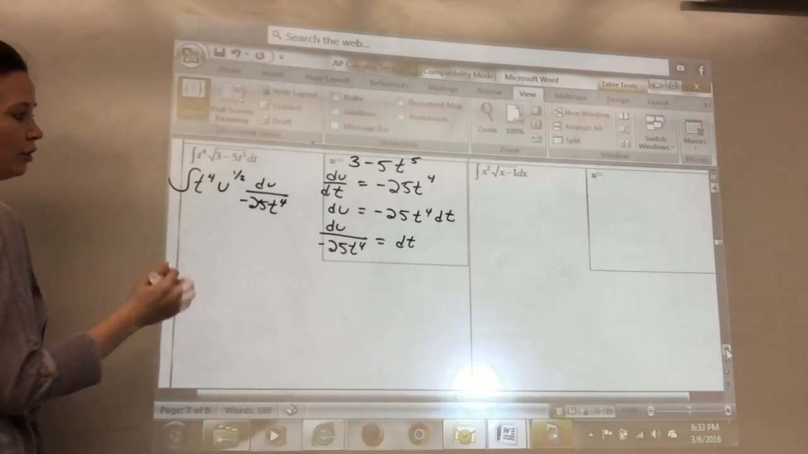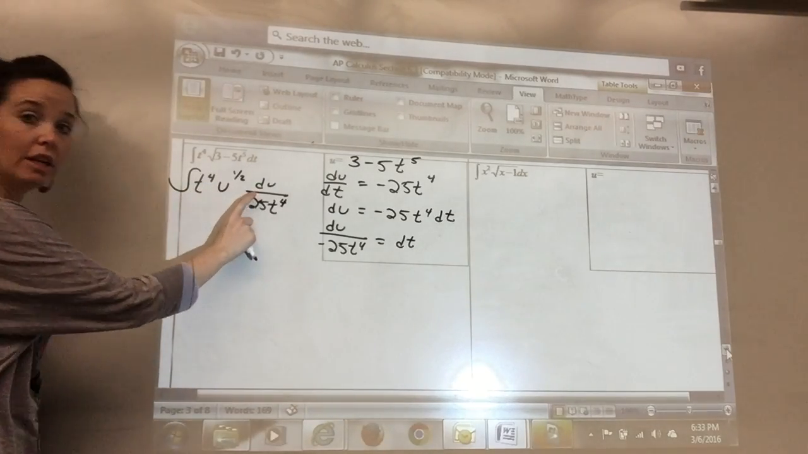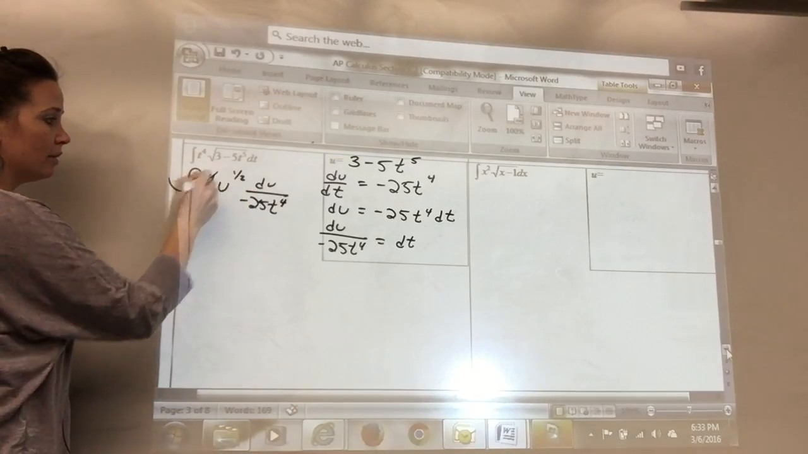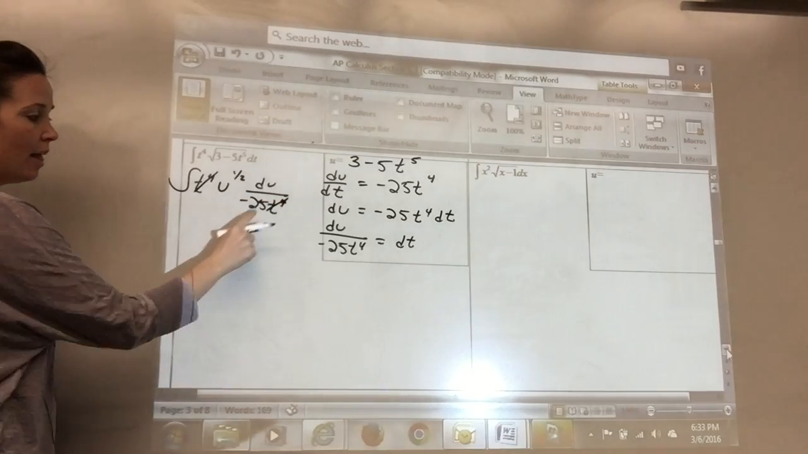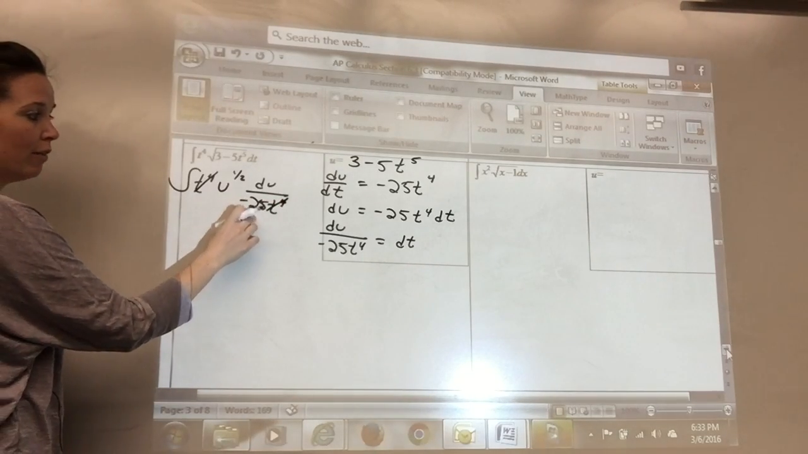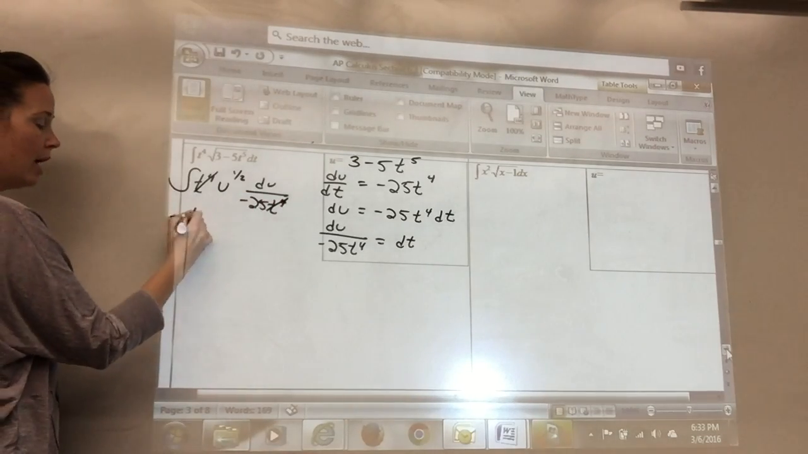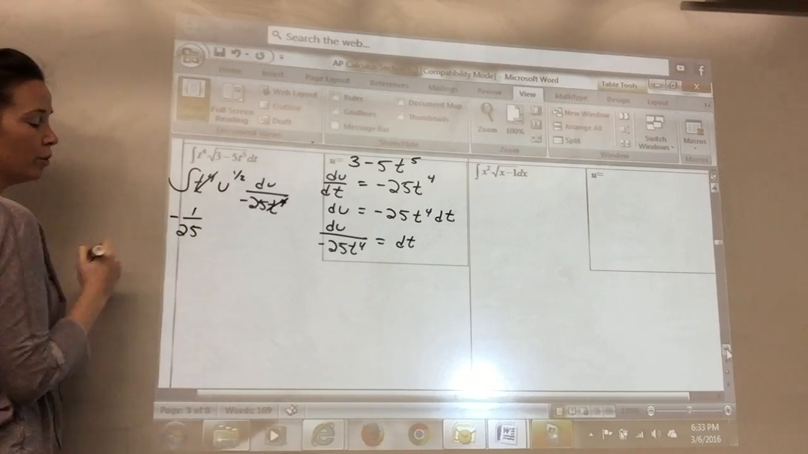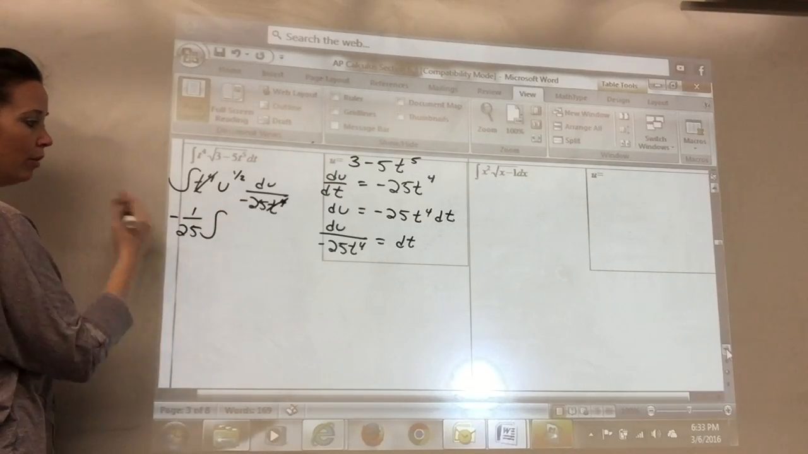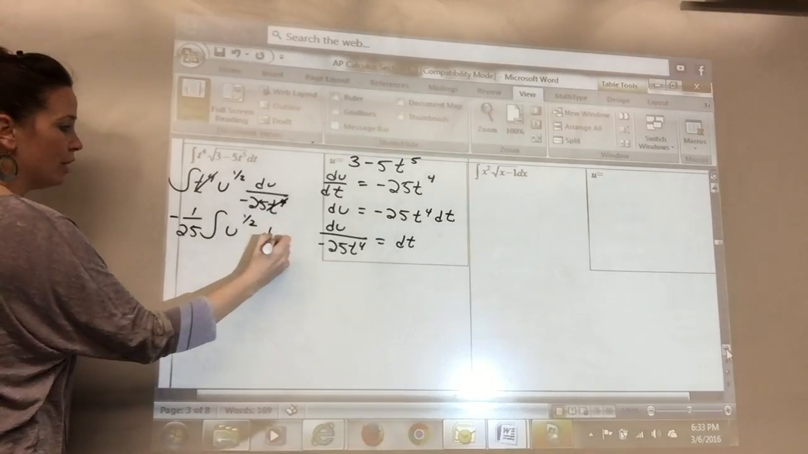Okay, it would have been an issue that I have a t to the 4th with a du at this point, but you can see that they're going to reduce nicely. This negative 25 on the bottom is going to pull through as a negative 1/25th constant pulled through. We have our u to the 1/2 du.